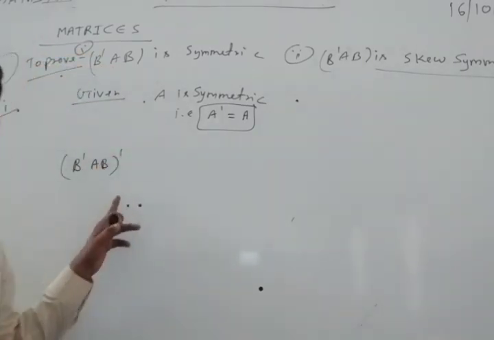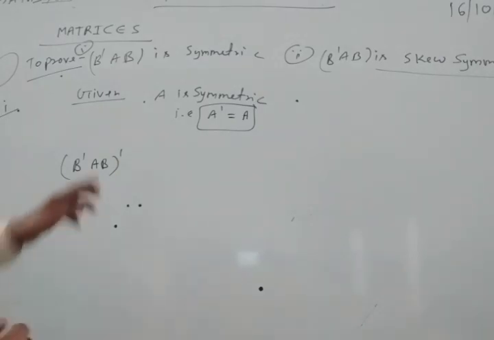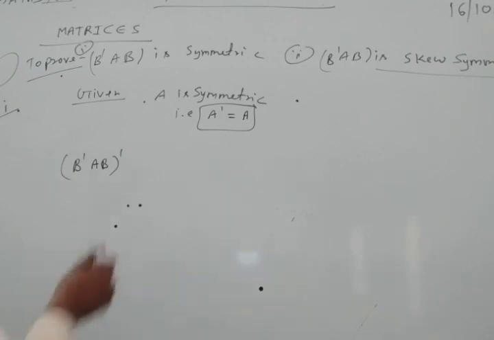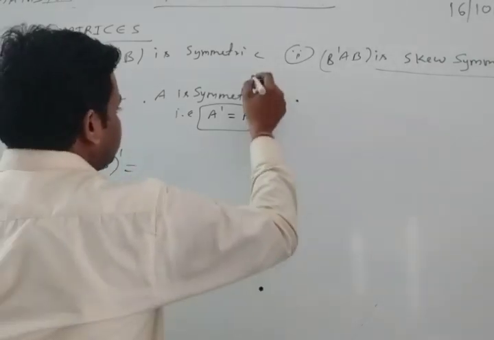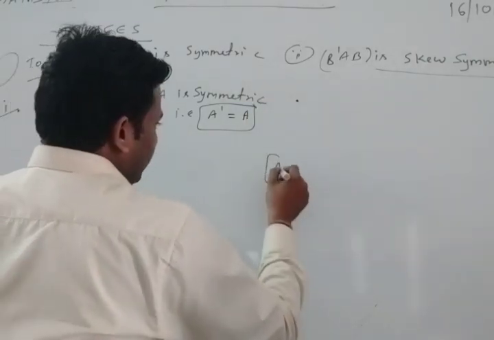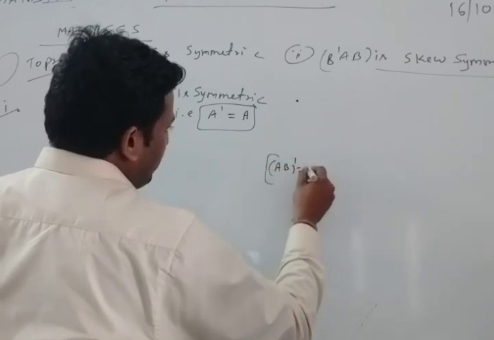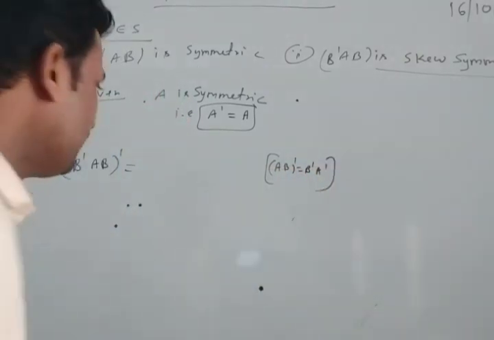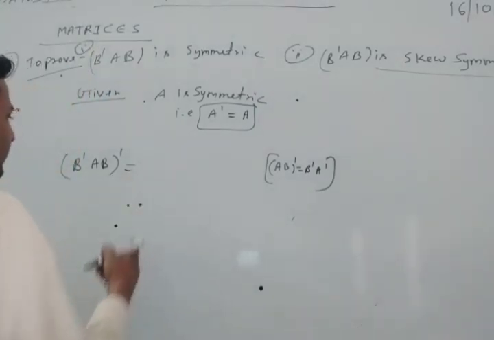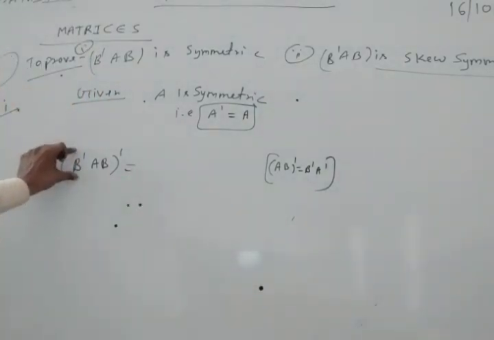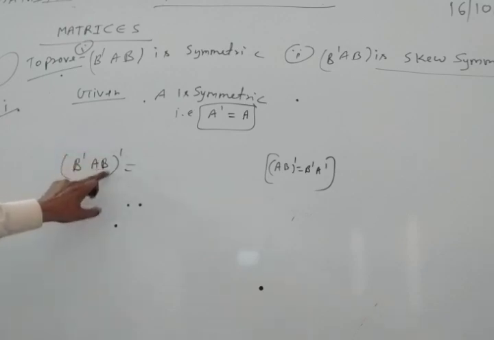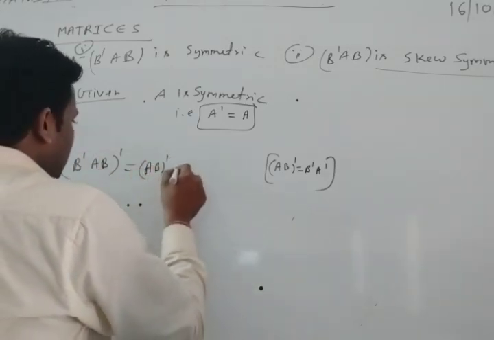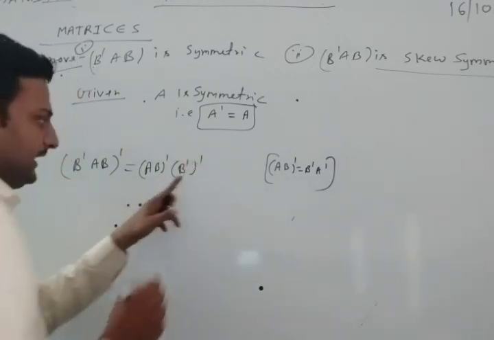So let the transpose of this matrix B dash AB, what will it be? You know that AB whole dash is equal to B dash A dash. We know this property, so we will apply it here. Here this is B dash, this is A, this is B. So it will be B dash, A dash, and B dash dash.